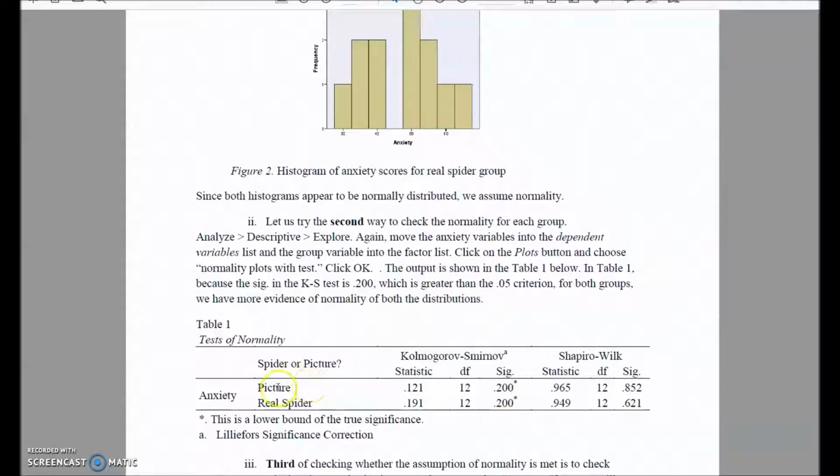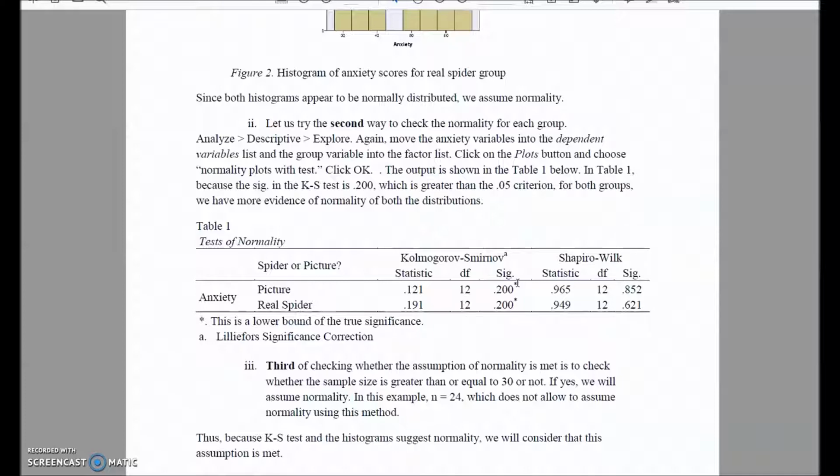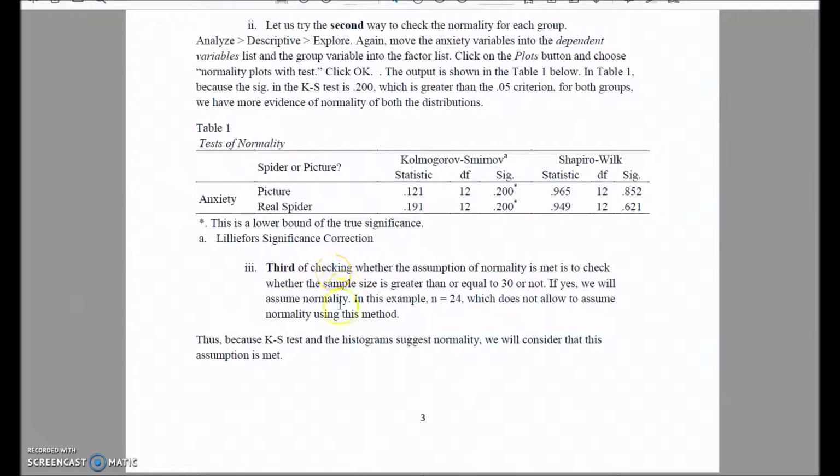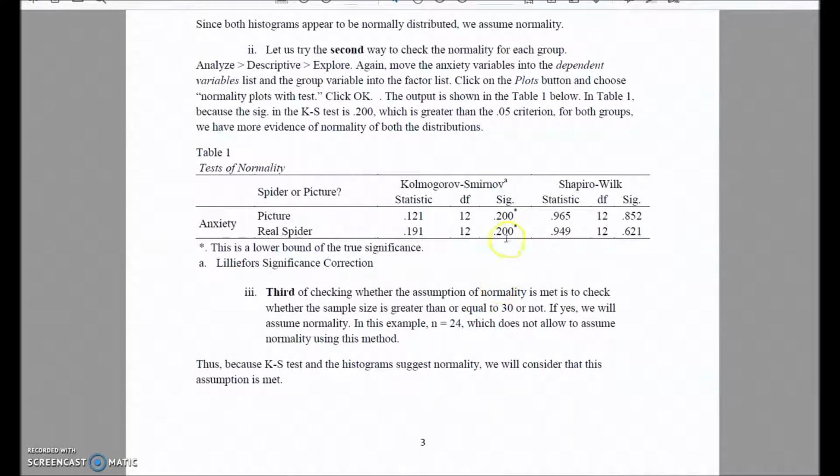So in this case, for the picture, it is 0.2, and for the real spider, it is 0.2. In both cases, it is greater than 0.05, so it satisfies the normality condition. And here, there's a third way. I just put it as a third way, to check whether the sample size is greater than 30 or not. I generally do this before I do the KS test, because in this case, it is not more than 30, but the KS test shows that it does satisfy the normality distribution.